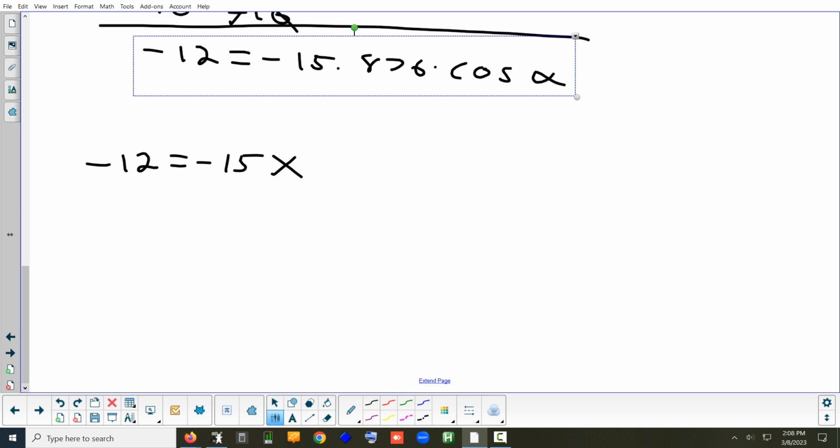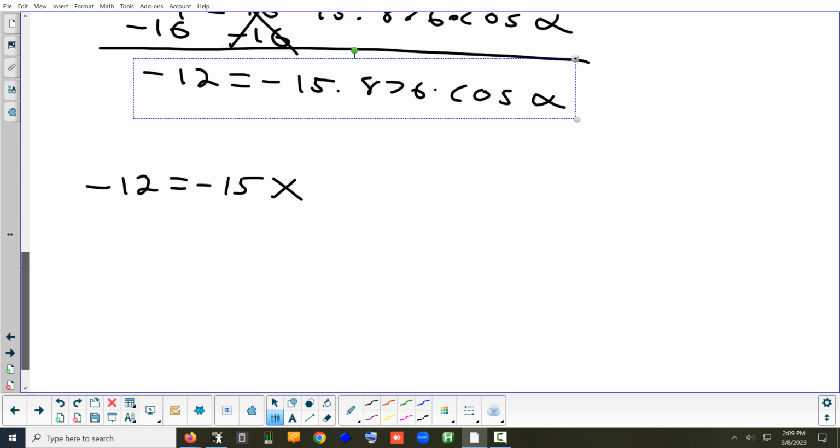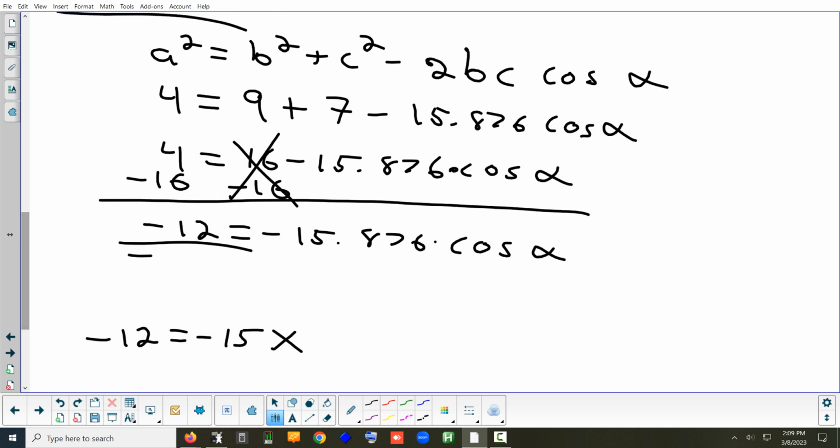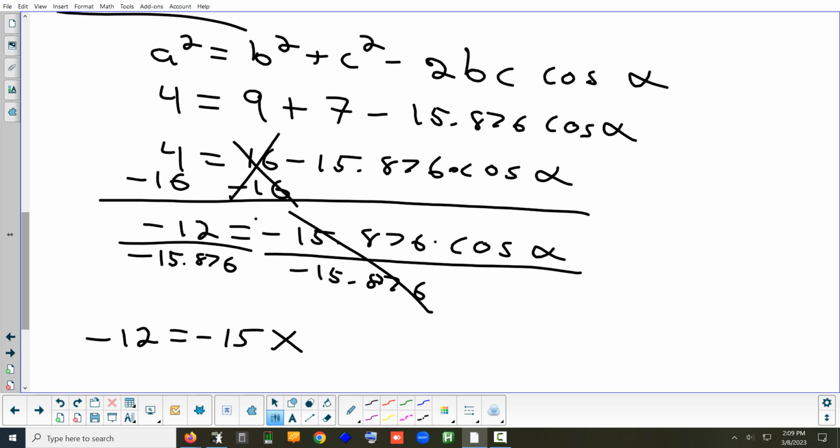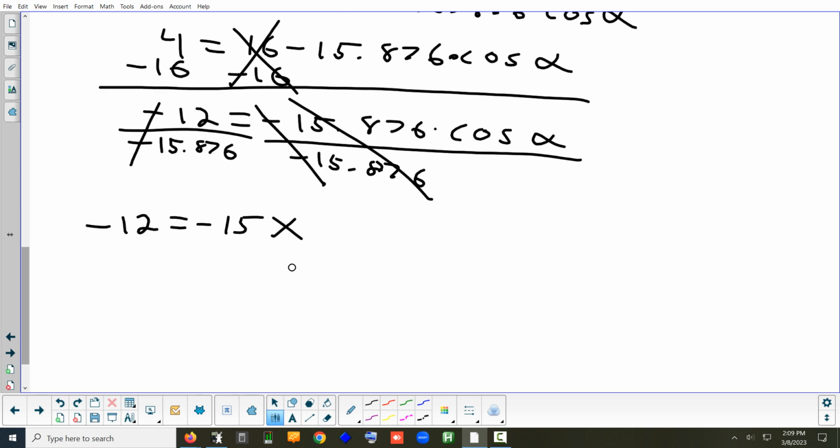I like the divide, negative, but divide by negative 15. Divide by negative 15.876. The number's gone, the negative's gone, and that negative is gone.